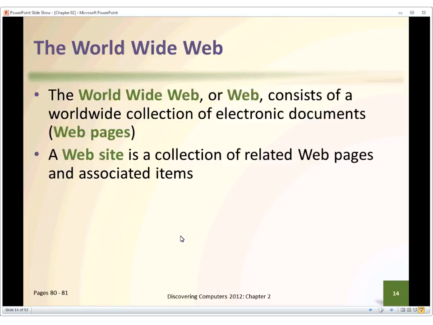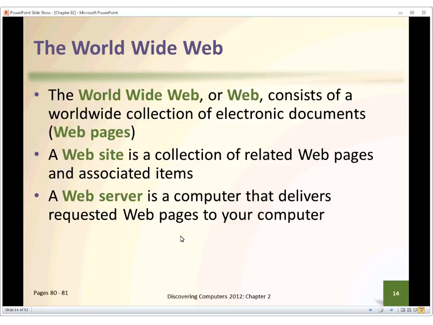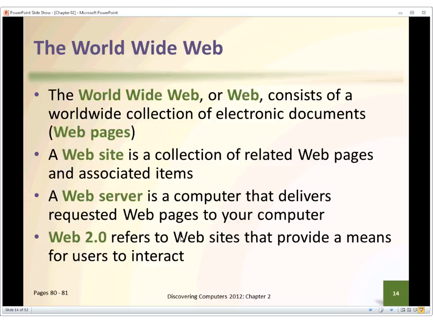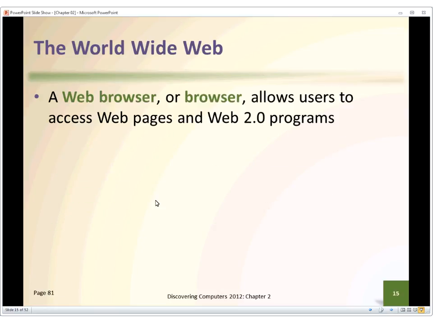All right, the World Wide Web is mentioned here as well. There are different names and devices that are associated with the World Wide Web or the web. There are web pages, those are the documents. There's a website that collects those web pages. There's the web server that stores them and provides access to them as well. Then there's Web 2.0 programs, which allow users to interact with the web page, not just look and listen. A lot of the new browsers actually have Web 2.0 built in, so the browser can allow users to access web pages and Web 2.0 programs.